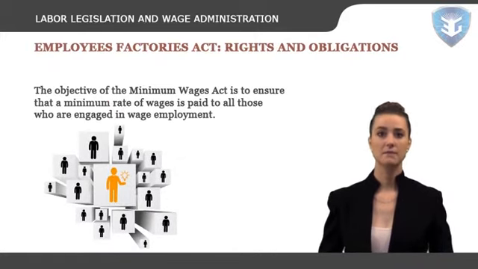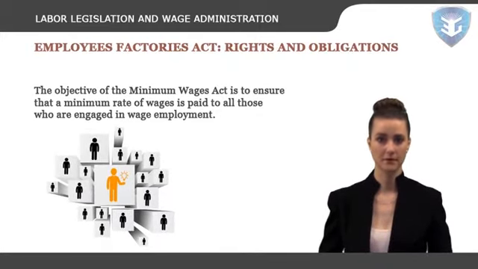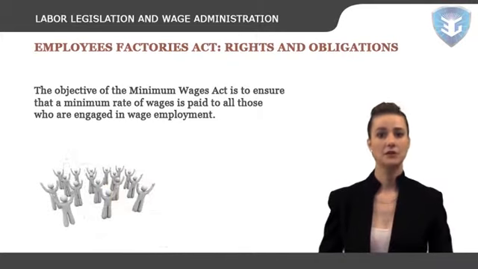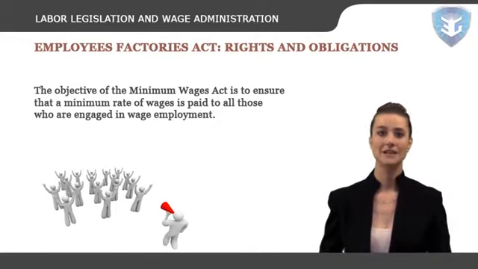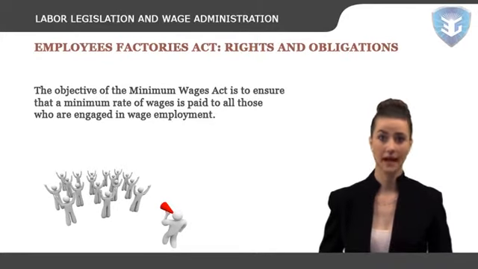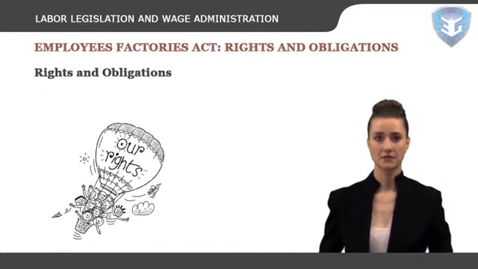The objective of the Minimum Wages Act is to ensure that a minimum rate of wages is paid to all those who are engaged in wage employment. The state and union governments are empowered to declare minimum wages for employment categories given in Schedule 1 and 2 of the Act. The Act also specifies the structure of minimum wage and the procedure for fixing and revising minimum wages at regular intervals. Rights and obligations.